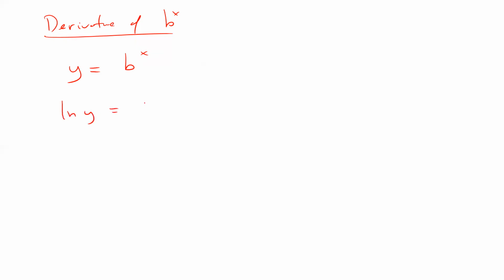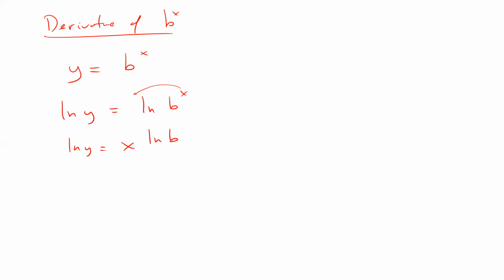Ln of y on this side, ln of b to the x on the other. Almost like cheating, isn't it? It seems like half of the truths you get come from just adding something and subtracting it, where you didn't do anything, and yet somehow you can change it completely. And now we move this little x to the front, so we get ln of y is equal to x ln of b.